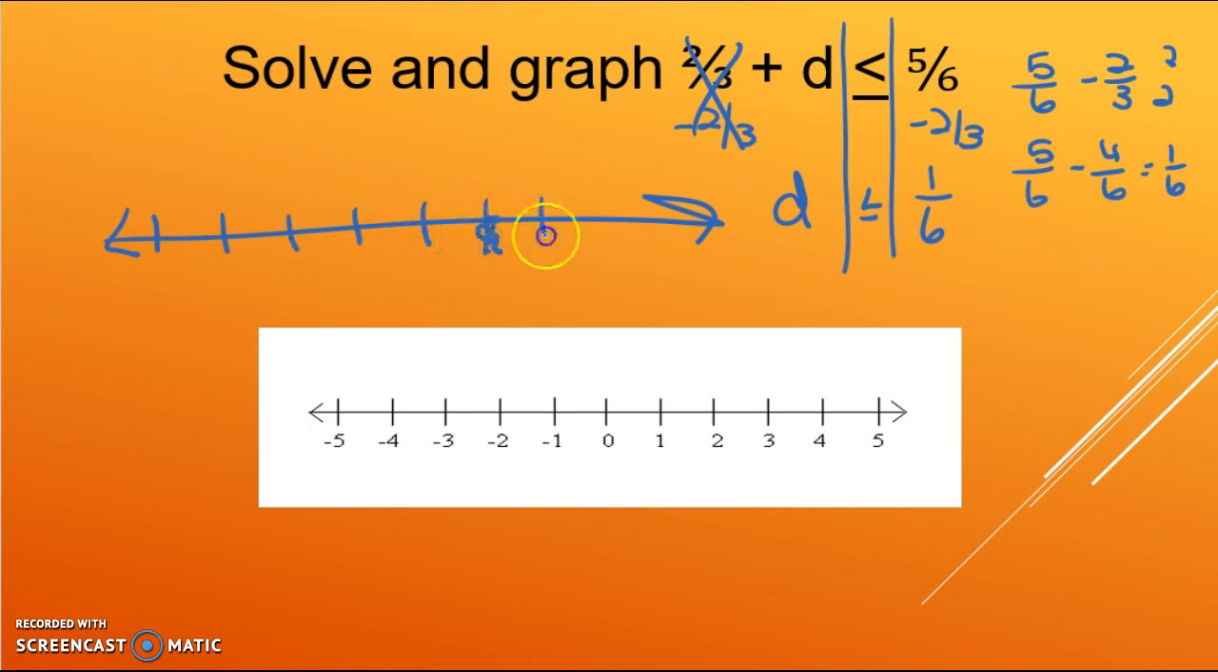5, 6, 7, 8. I don't know what happened there. All right, so if we have 1/6, I'm going to write that here. I'm going to go up and down by 6s. So 2/6 is the same thing as 1/3. 3/6 is the same thing as 1/2.